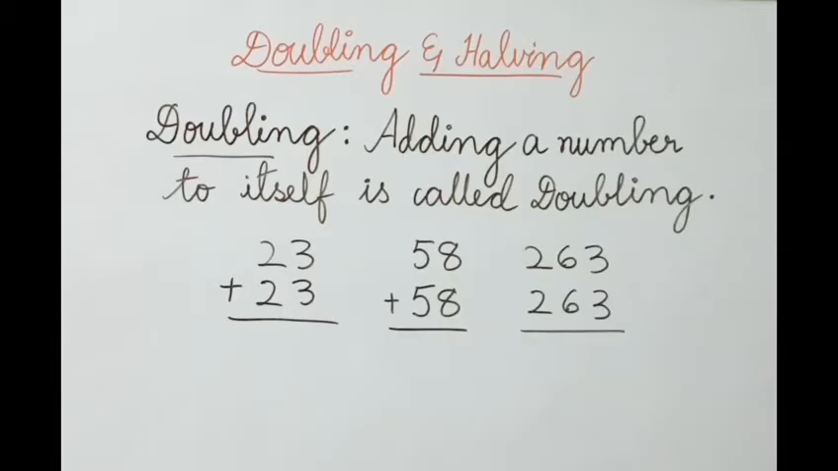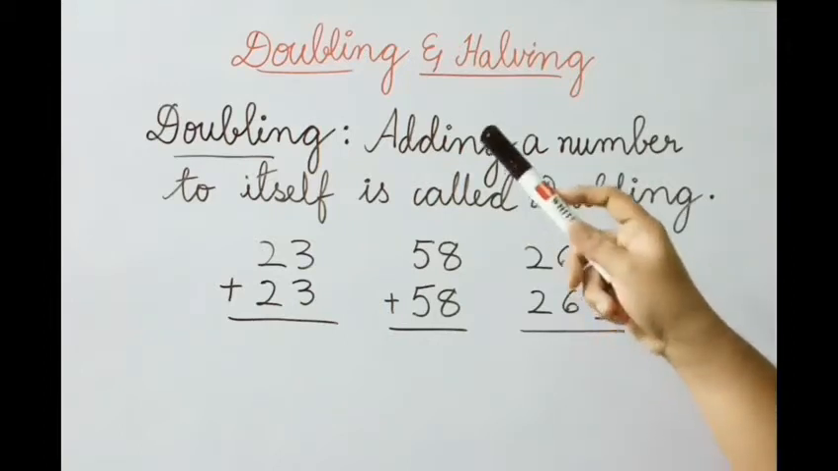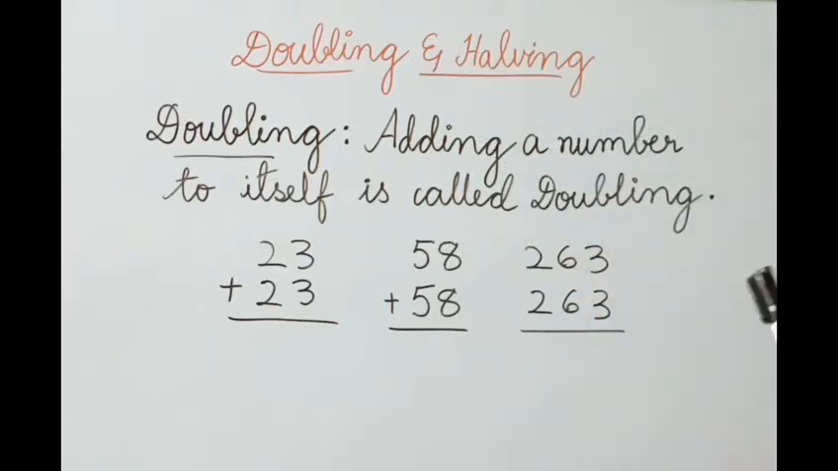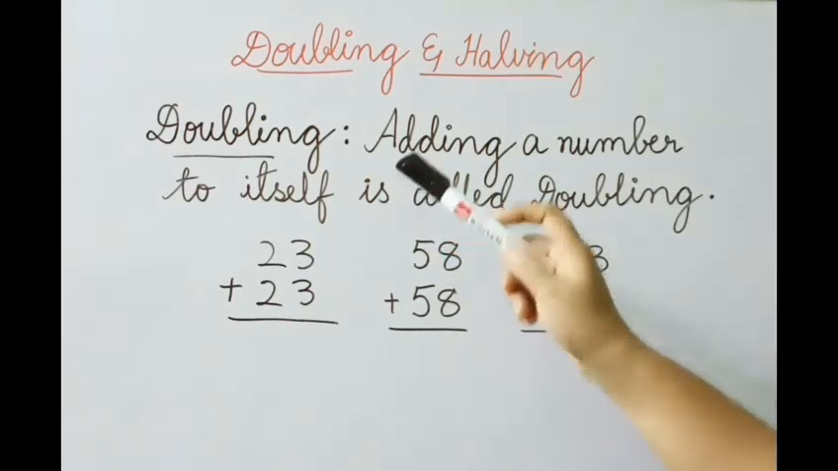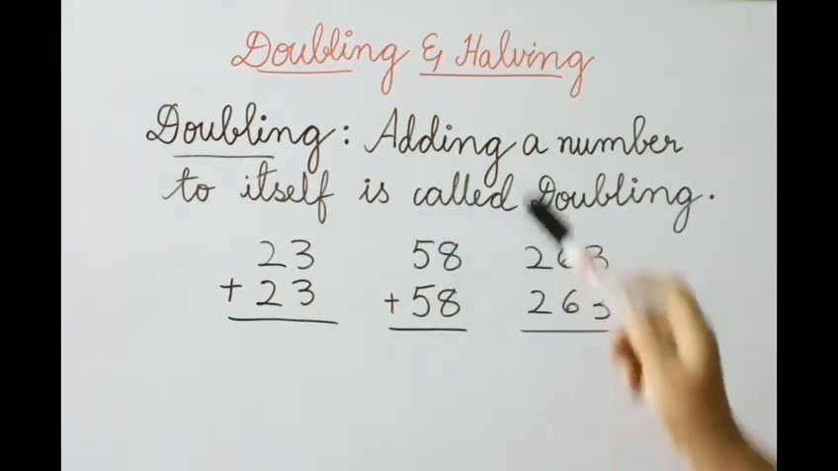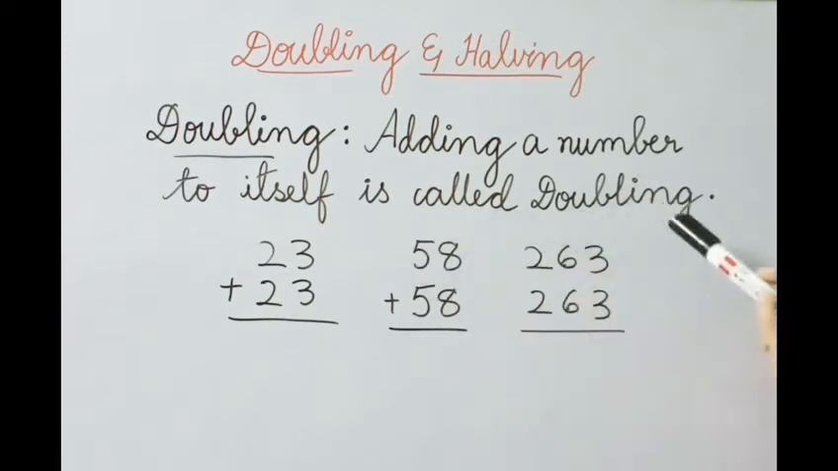Everyone. Today we are going to learn the concept of doubling and halving, which is useful for multiplication and division. So let us see first what is meant by doubling. Doubling means adding a number to itself. So let us see some examples.